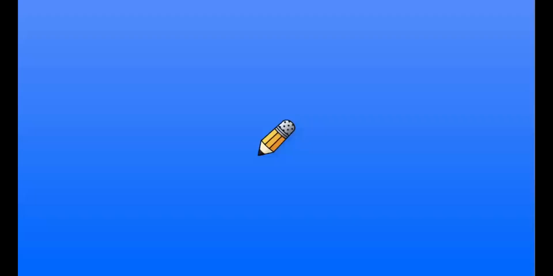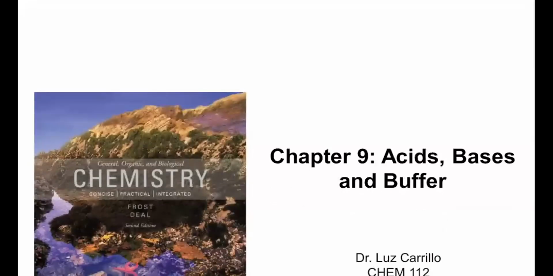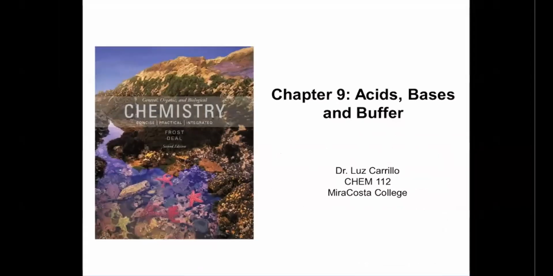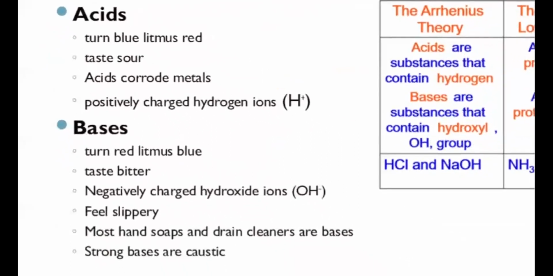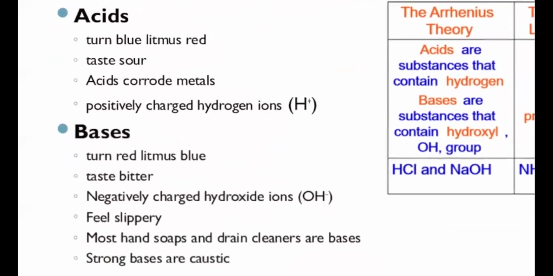So the next chapter that we're going to talk about is chapter 9. In chapter 9, we are now going to focus specifically on acids, bases, and buffers. So let's first start by defining what is an acid and what is a base, okay? Let's get started with the descriptions of acids and bases.